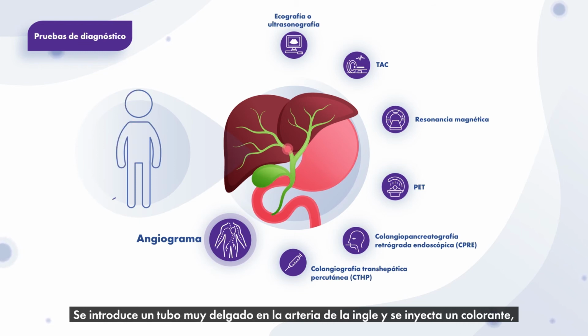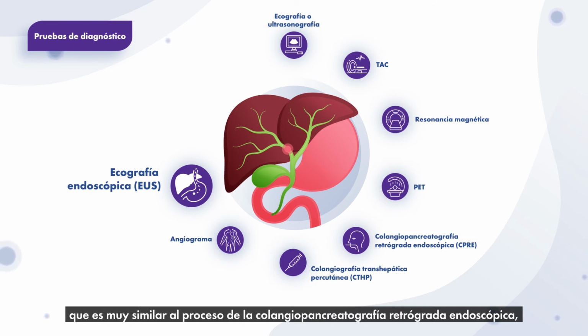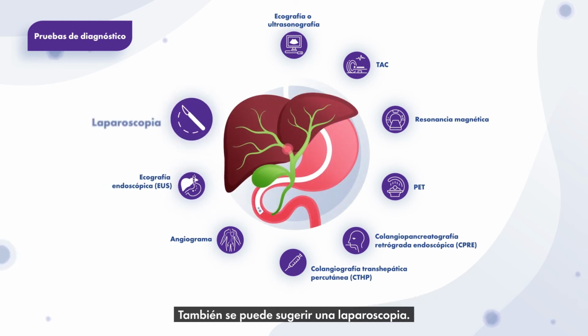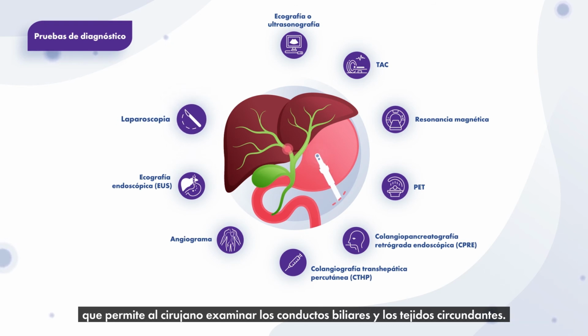A very fine tube is inserted into the artery in the groin, and a dye is injected, which is absorbed by blood vessels so they can be seen by X-ray. Another test that may be required is an endoscopic ultrasound scan, known as EUS, which is very similar to the process for ERCP, but the camera works differently by taking ultrasound pictures rather than X-rays. A laparoscopy may also be suggested. This involves an incision in the abdomen through which a tube with a camera attached is inserted, allowing the surgeon to examine the bile ducts and surrounding tissues.